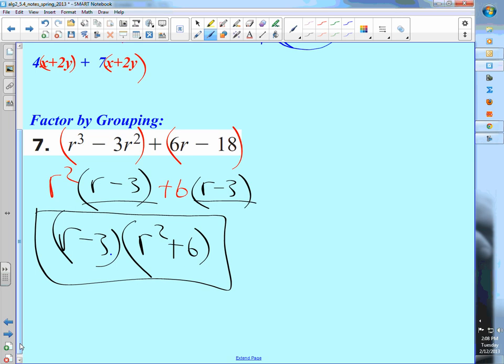Everybody good on factor by grouping? Weren't we going to do anything else? Right now I want to know if you're good with where we are. Okay.